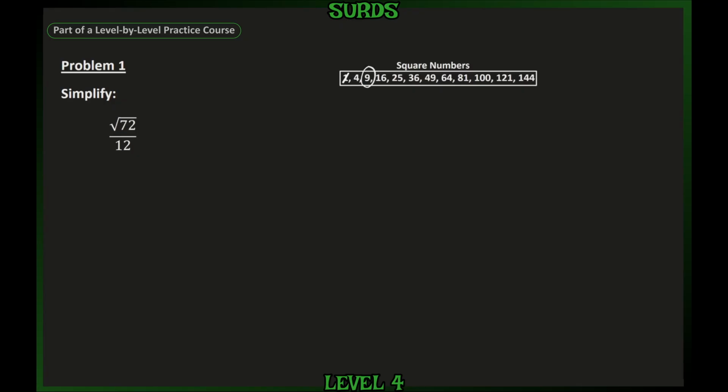Now it can also be written as 36 times 2, and in these cases we always want to take the largest number that we can. So we're going to use 36 here. So the square root of 72 can be written as the square root of 36 times the square root of 2. Because 36 times 2 is 72. Now the square root of 36 is 6 because 36 is a square number. So this gives us 6 root 2.